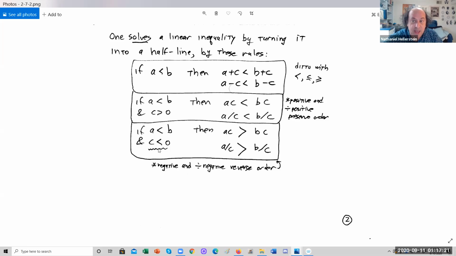If a is less than b and c is negative, less than 0, then a times c is greater than b times c, and a over c is greater than b over c. So multiplying or dividing by a negative number reverses the order. Less than becomes greater than, or vice versa. That's a small detail of these things. So we'll do some examples.